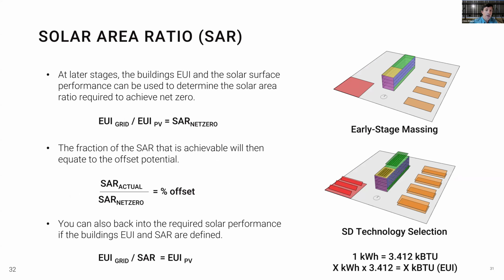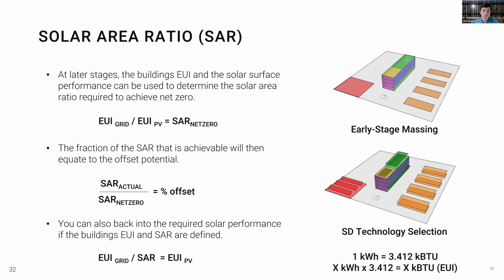At later stages within the analysis and the design of a building, the building's EUI and solar performance can be used to determine the solar area ratio required to achieve net zero. You can then compare a solar area ratio that you can achieve to the net zero solar area ratio to understand your offset potential. You can also back into solar performance in terms of kBTU by dividing the building's EUI by the solar area ratio. This all is likely a bit over everyone's head today, but that's why we've developed a ton of educational material to support these concepts.